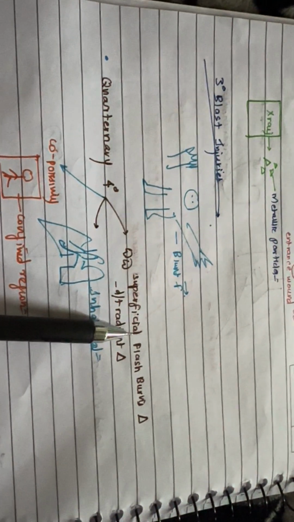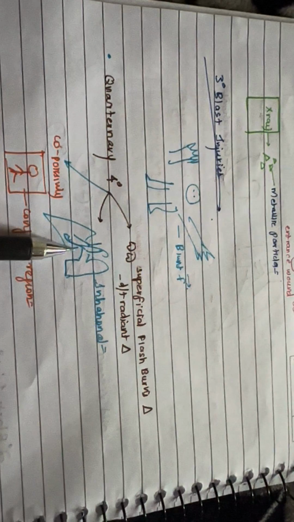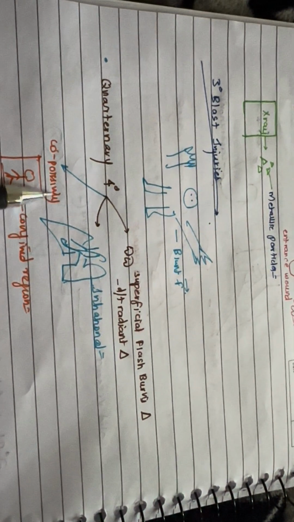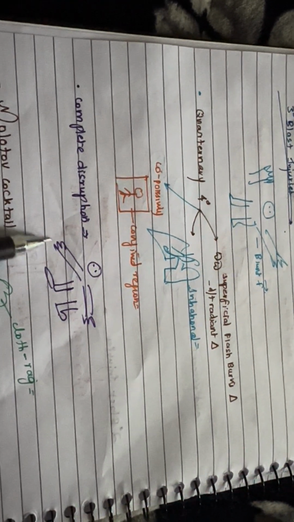Quaternary blast injury includes superficial flash burns due to radiant heat, inhalation injuries, carbon monoxide poisoning if the explosion occurred in a confined region, and complete disruption of the body when the victim was at or near the explosive.